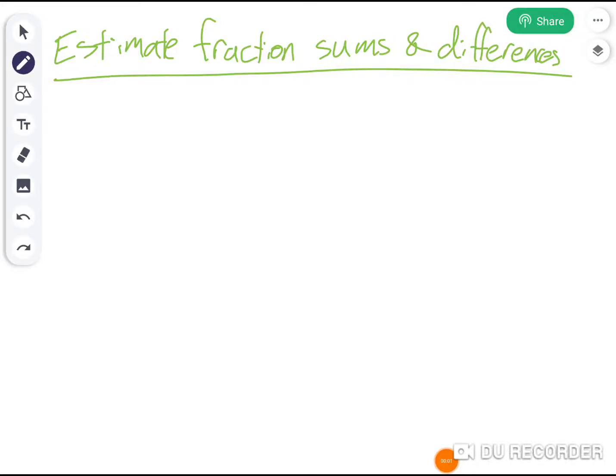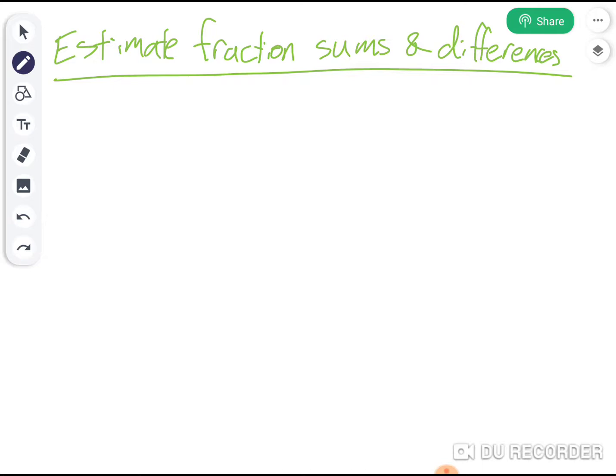In this video, we're going to take a look at how we can estimate fraction sums and differences. In the last chapter, we spent a lot of time building our understanding and knowledge of fractions and tried to develop an ability to just look at a fraction and determine if it was closest to 0, 1/2, or 1, so we understood about how big each fraction was.